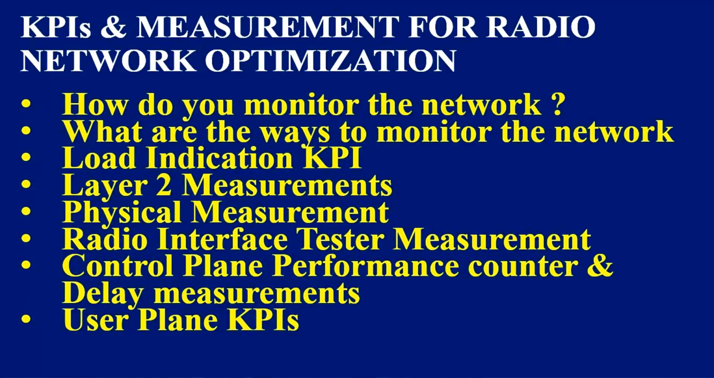It starts with how do you measure the network, and then what are the ways to monitor the network. Having said that, then it talks about load indication KPIs, what KPIs are going to indicate load on the network, so on and so forth. And then there is a specific section on layer 2 measurements, what physical measurements are being done in the network, and radio interface tester measurements, and then control plane performance, counter and delay measurements, and user plane KPIs. Now that's all that is discussed specifically in this chapter.